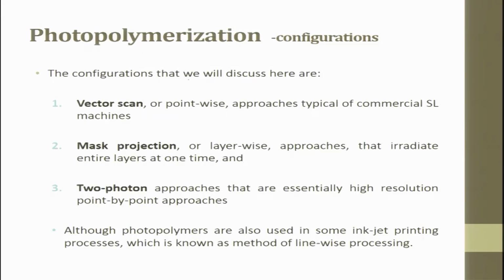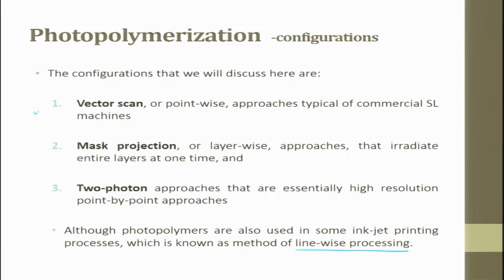The configurations that we will discuss here are vector scan or point-wise approaches, typical of commercial SL machines, and mask projection or layer-wise approach that irradiates the entire layer at one time. We will see two-photon approaches that are essentially high resolution point by point approaches. Although photopolymers are also used in some inkjet printing processes, which is known as the method of line-wise processing.